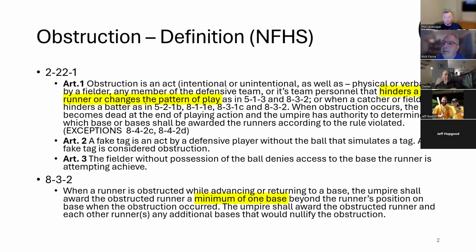Yes. And to touch on that, because he was hindered, right? Because he was hindered, and it did change the pattern of play, right? Because if he's not obstructed, then perhaps he's able to get back in. So that is the difference, right? There's a play being made on that runner. That's the difference.